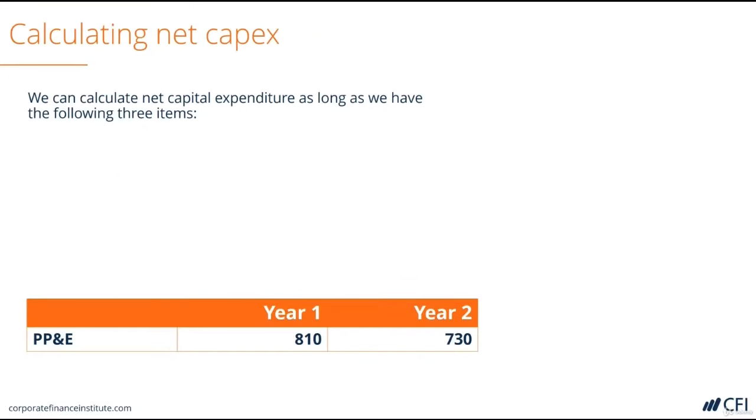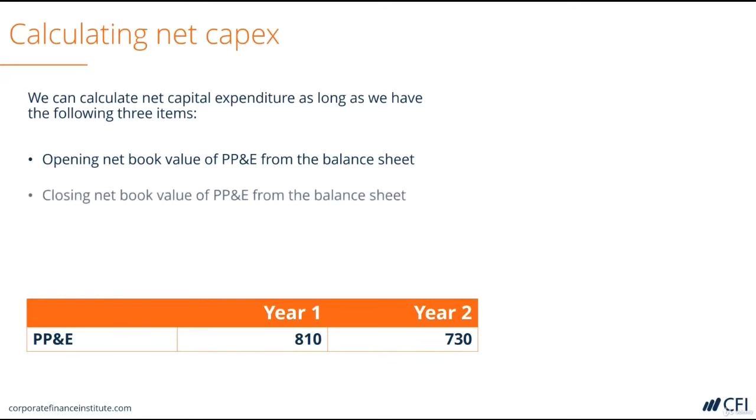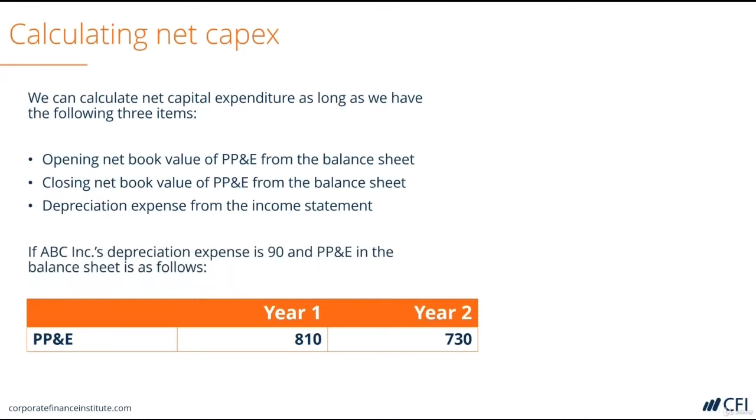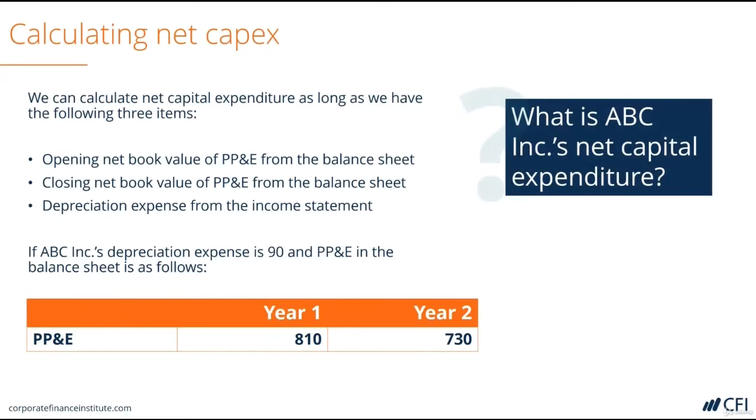Let's look at how to calculate net capital expenditure if we don't have a cash flow statement. All we need is the following three items: the opening book value of property, plant, and equipment, the closing book value of property, plant, and equipment, and depreciation expense on the income statement. Given the example below, if depreciation expense is 90 and the PP&E balances are as follows, then what is ABC Inc.'s net capital expenditure?